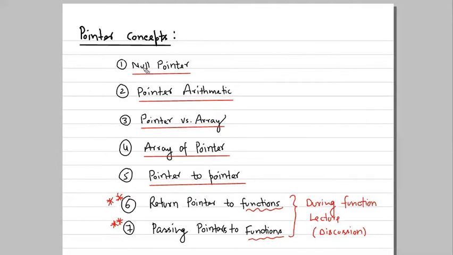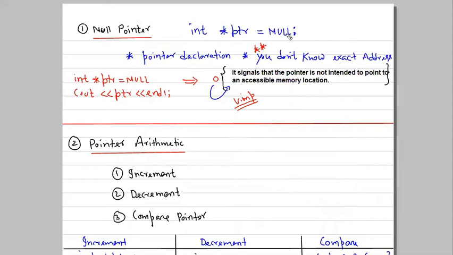Let's talk about the null pointer first of all. This is the way to define a null pointer: int pointer equal to null. We are saying that I don't know the exact address, so I have decided to point it to null. This is the declaration of a null pointer. It is saying that I can store an address, but right now I am not storing anything. I am just pointing to null. Later on somebody can assign me an address, but right now I am pointing to null.